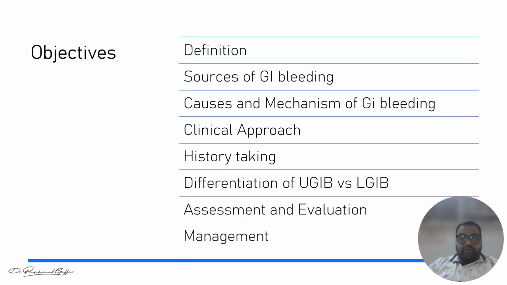After the completion of today's session, you will be able to define what gastrointestinal bleeding is, which are the sources of GI bleeding, which are the causes and the mechanism of GI bleeding, clinical approach, history taking, differentiation of upper gastrointestinal bleeding versus lower gastrointestinal bleeding. What are the assessment and evaluation in this case, and what are the management as well as the homeopathic therapeutics. So let's see what the definition of gastrointestinal bleeding is.